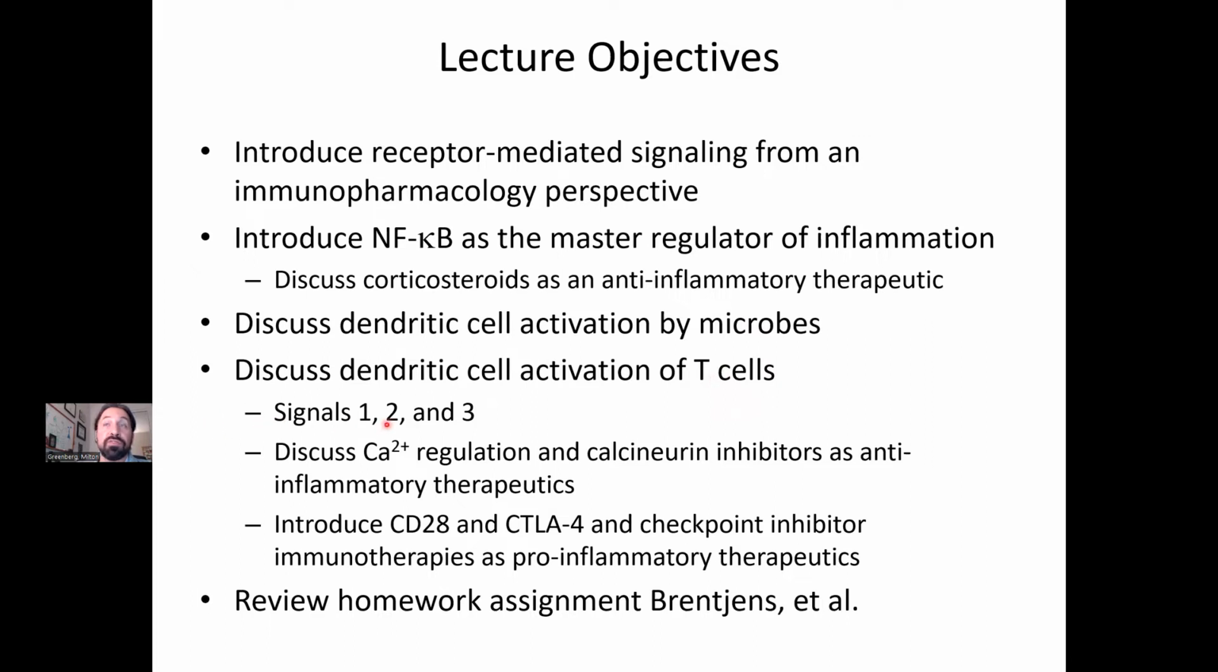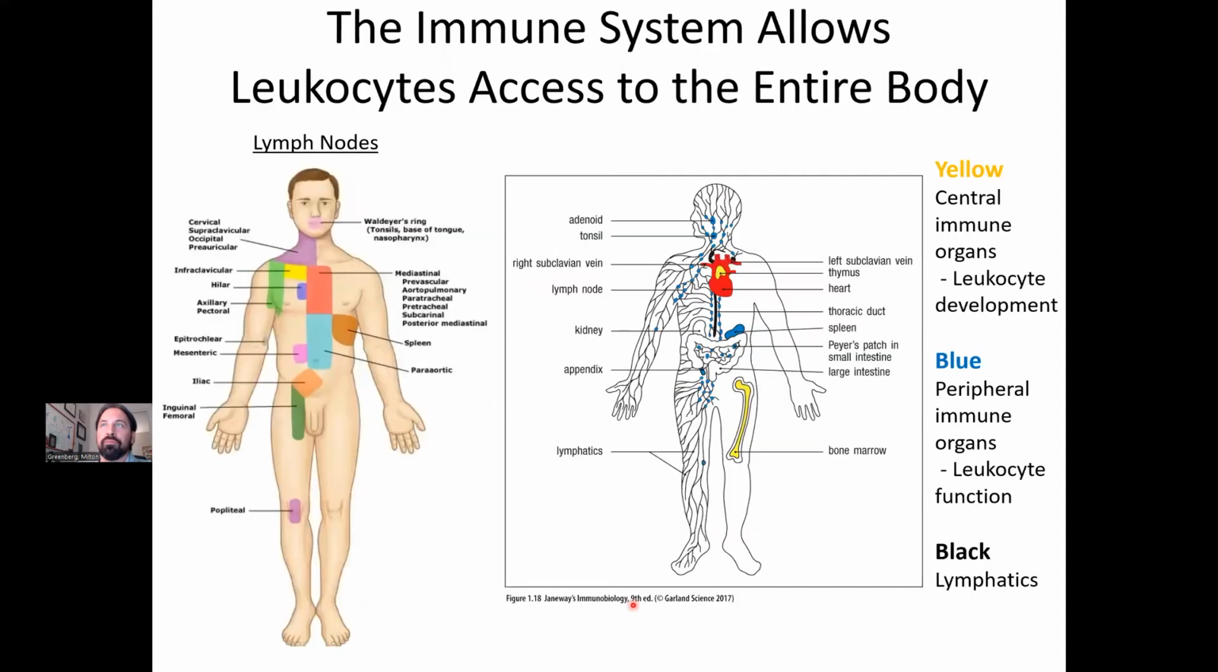We'll discuss the different signals that are imparted from the dendritic cell to the T cell, and discuss the calcium signaling and calcium dynamics, and then also how this can be disrupted with calcineurin inhibitors. We'll also introduce CD28 and CTLA4 and checkpoint inhibitor immunotherapies as pro-inflammatory therapeutics. And then we'll also review the upcoming homework assignment that will be part of the quiz that will be coming later in the course. So just a quick overview and a quick review.